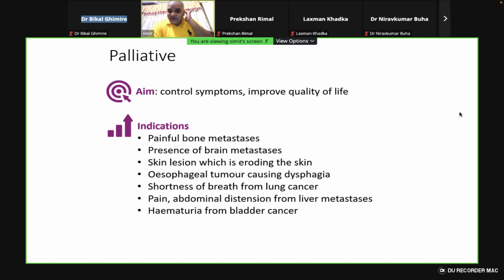The indications for palliative treatment are painful bone mets, presence of brain mets, a skin lesion which is eroding the bone, esophageal tumor causing dysphagia, shortness of breath from lung cancer, abdominal distension from liver mets, and hematuria from bladder cancer. So here the aim is to control the symptoms and not to control the disease.